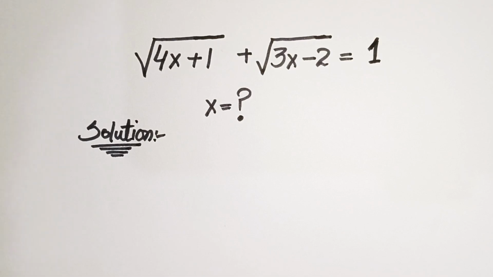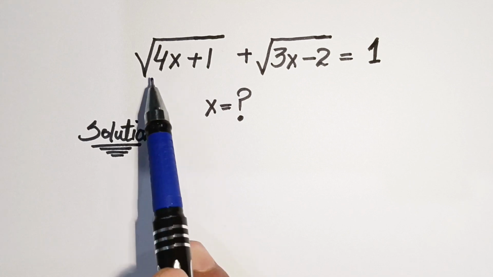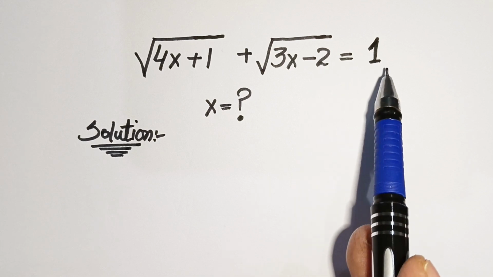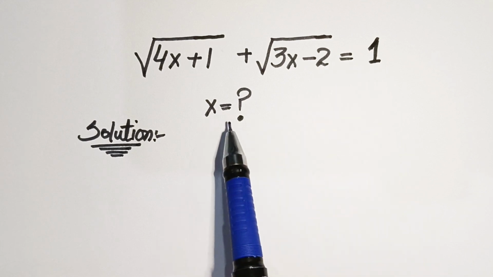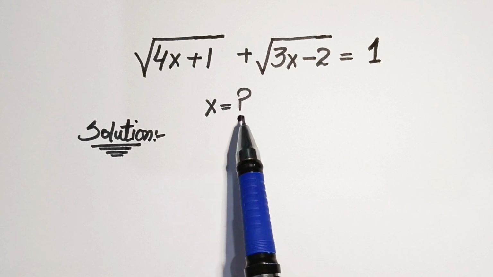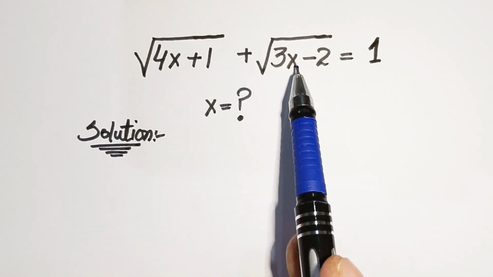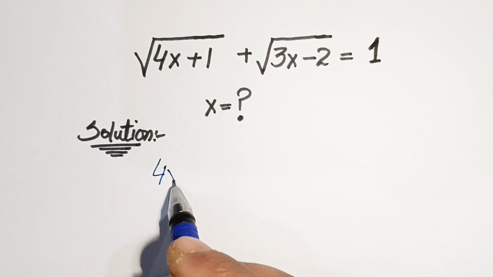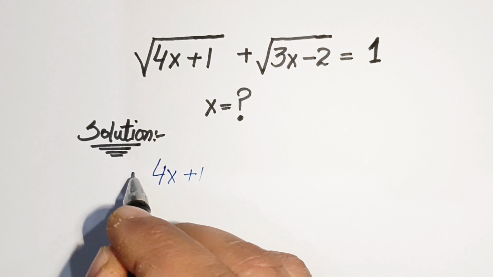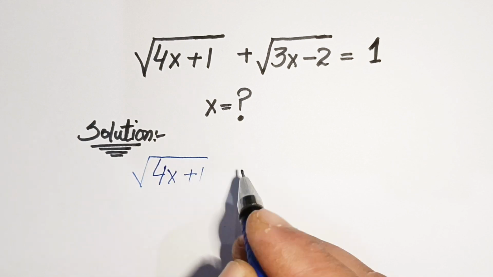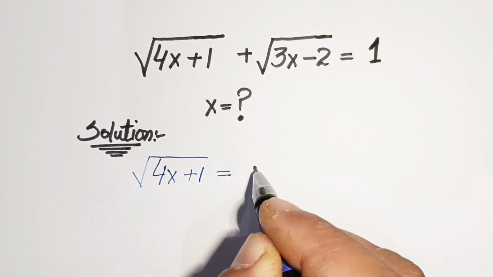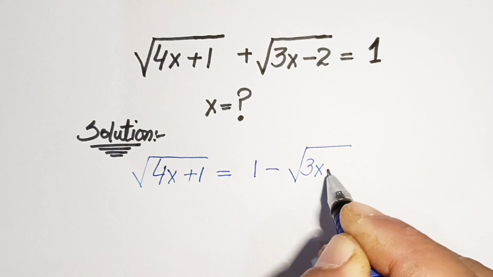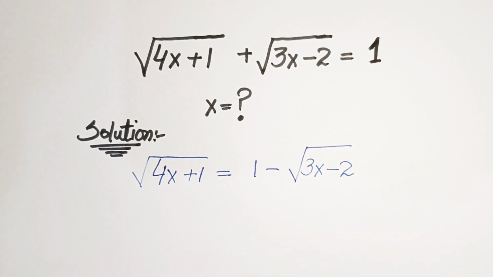Today we have a nice radical equation: square root of 4x plus 1 plus square root of 3x minus 2 is equal to 1. So we need to find the value of x here. Starting our solution, first of all we shift this expression to our right hand side. Then we get square root of 4x plus 1 is equal to 1 minus square root of 3x minus 2.